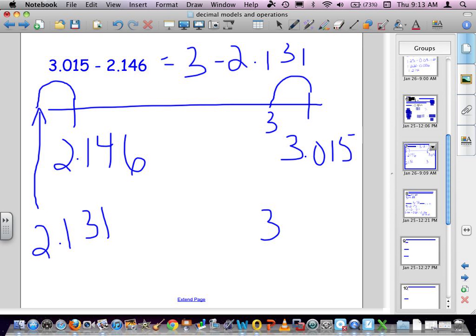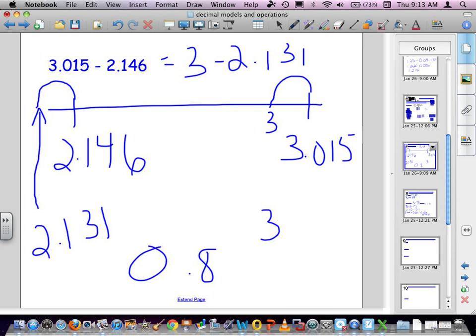So what's a good way to get from 2.13 to 3? I need 9 more, but I don't really need 9 more because that would be too much, because I already have 100s here. So I know I need 8 more. You could start that way, but I like to make 10s and make 100s. So I know I need something to make 100 here.